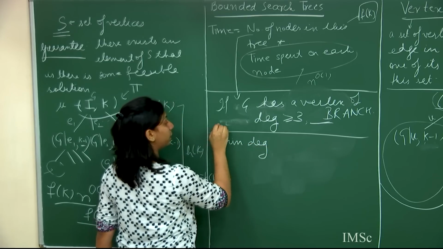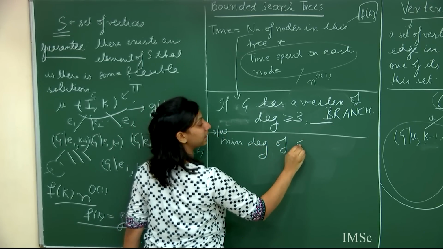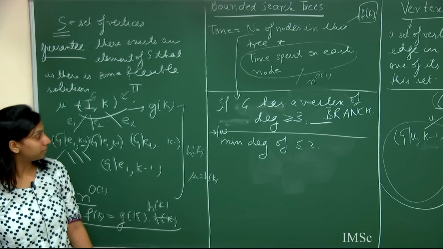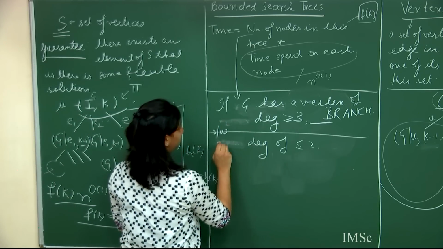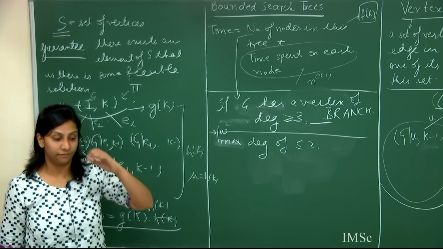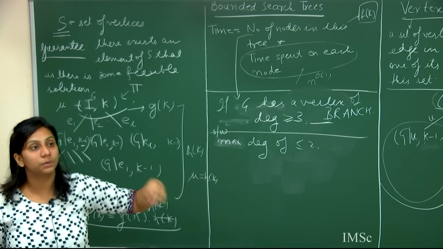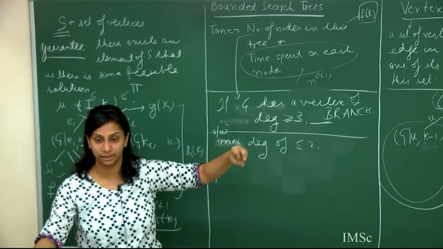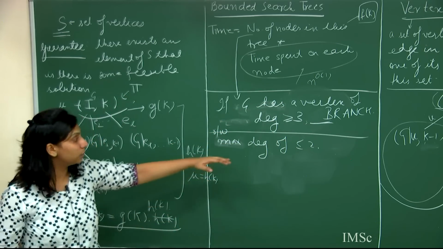Otherwise we know that min degree of G is at most 2. Okay. Sorry, max degree. Maximum degree of G is at most 2, because otherwise if it was not 2, there was a vertex of degree at least 3 and then you would branch on that vertex, right? So when I'm not able to branch, I know this is the case.